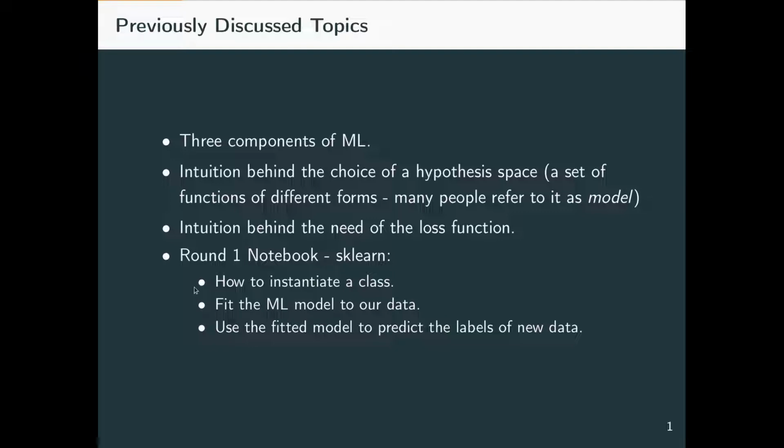Then in the round one notebook, you saw the basics of sklearn: how to instantiate a class, how to fit a model to your data, and then how to use that fitted model to predict the labels of new data. And this last part is also called inference. So you may encounter that term online.